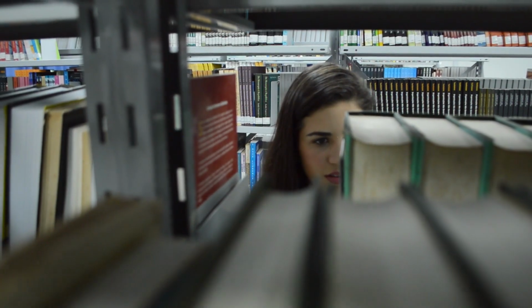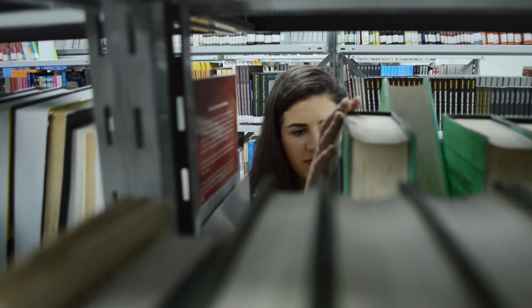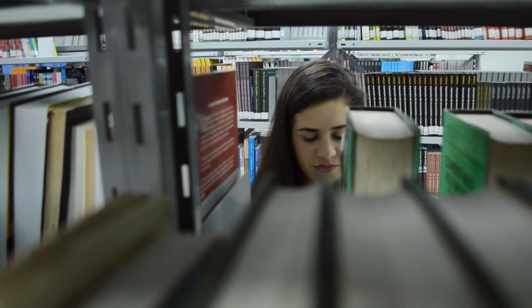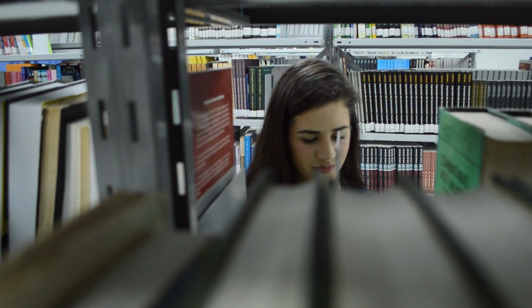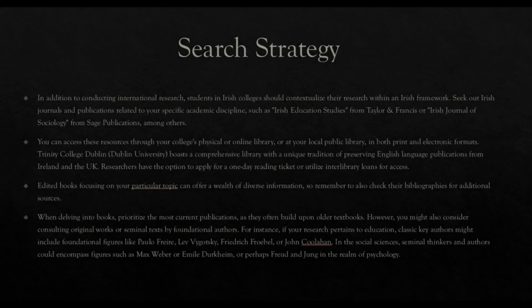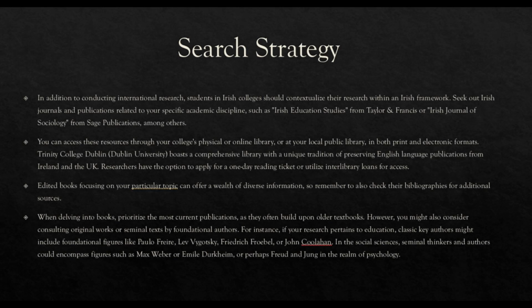Well, how do you actually research? How do you go about finding these articles? Because every time I go to look them up, I hit a paywall, or I hit a site that asks for a login. And I always say, just check with your college, because your college should have paid these subscriptions to different databases. I'd also encourage people when they're conducting international research to remember also the Irish element of your research. So always contextualize your research within an Irish framework, and you should look for Irish journals and publications in relation to your topic.